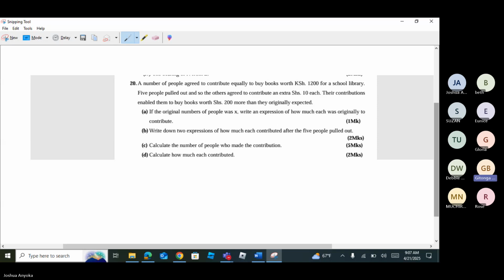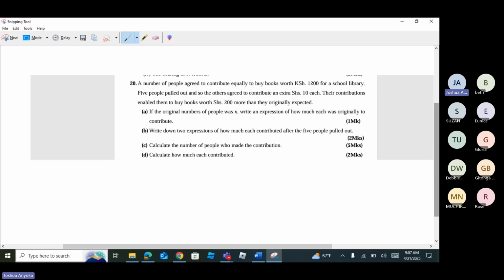Question B. Write 2 expressions of how much each contribution after the 5 people pulled out. Question C. Calculate the number of people who made the contribution. And question D. Calculate how much each contribution.